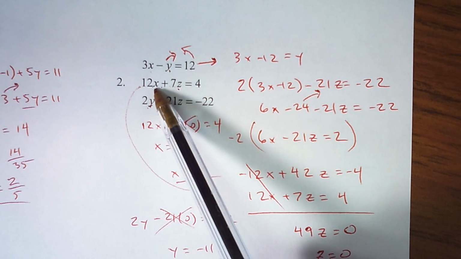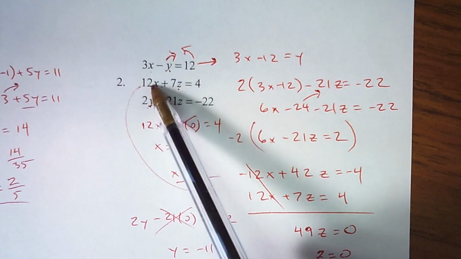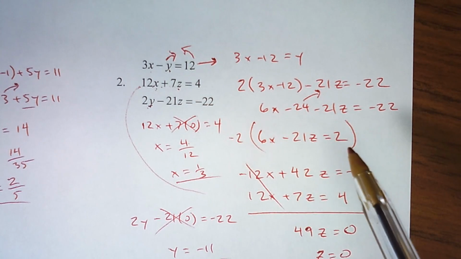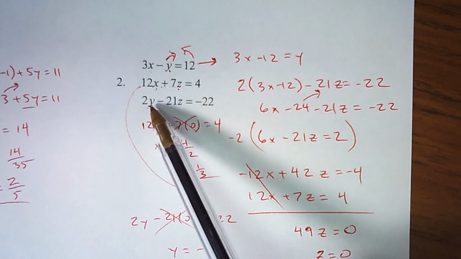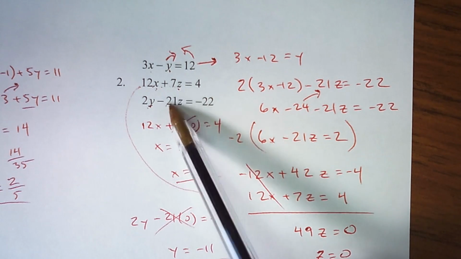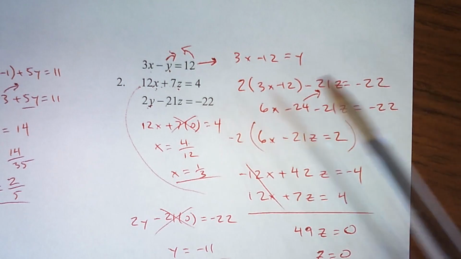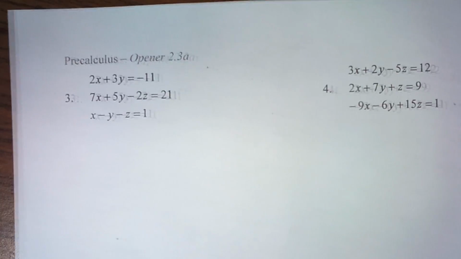12 times 1/3 is 4, plus 7 times 0, which is 0. 4 plus 0 is 4, so it worked there as well. Okay, and then I've got 2 times negative 11, so negative 22, minus 0 equals negative 22. So my numbers checked out in all 3 equations. Okay, on to number 3.